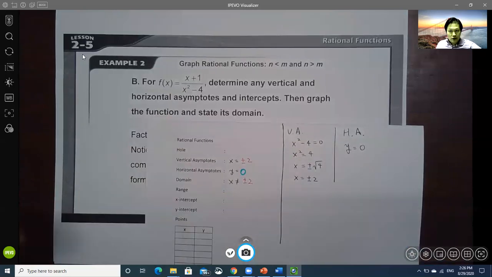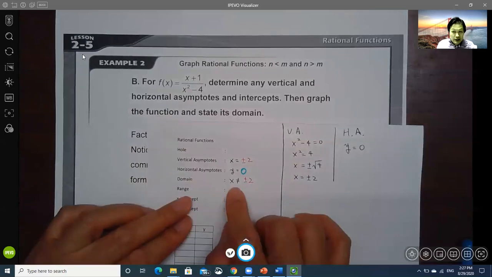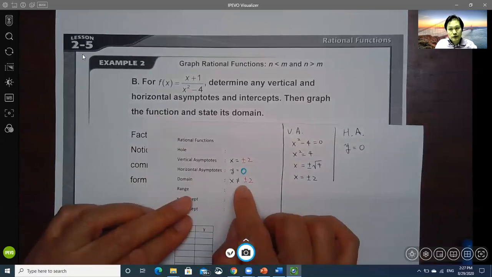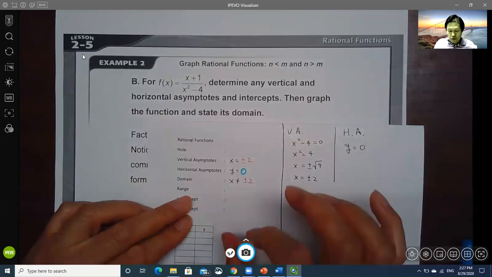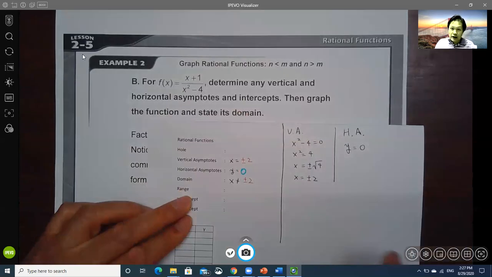And I'll be careful. If I ask you range, you might want to say y is not equal to 0, which is true, but there might be more. So usually for the range, you will have to graph it and take a look at it. We did not ask you for the range. So let's move on. X-intercept.